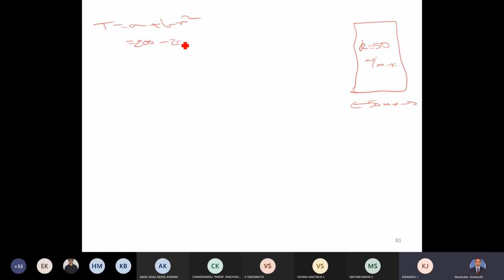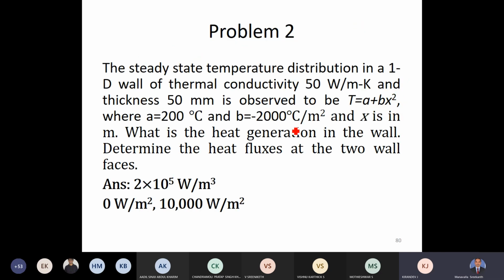So T is 200 minus 2000 x square. Remember, x is in meters, even though the thickness is in millimeters. Remember, in this equation, x is in meters. How did I know that? Because you see from this. So what is the heat generation in the wall?